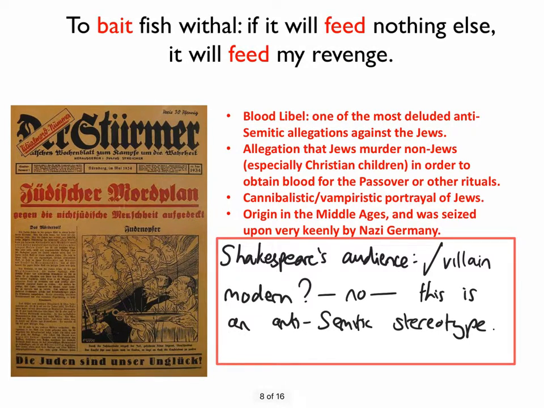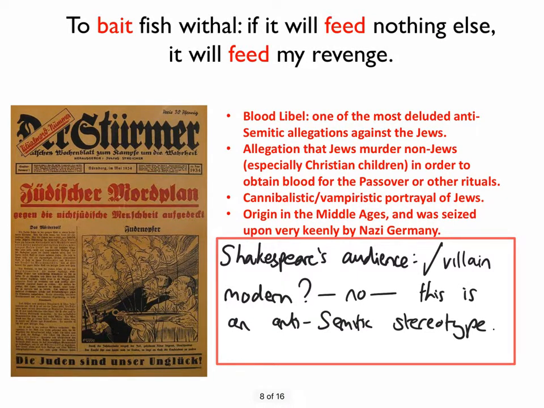Shylock's revenge is returned to in Act 3, Scene 1, when he is asked what Antonio's pound of flesh will be useful for. He answers, "To bait fish withal. If it will feed nothing else, it will feed my revenge." This quote is very problematic, as you can see on screen. To Shakespeare's audience, it would be clear evidence that he is a villain. Notice the cannibalistic imagery here of feeding. However, a modern audience would notice that this is actually an anti-Semitic stereotype.